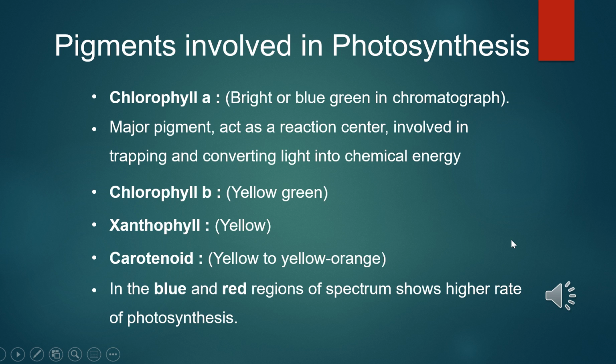So the next topic is how many pigments are involved in photosynthesis. First is chlorophyll a. It's bright or blue-green in chromatography. It is the major pigment and acts as a reaction center involved in trapping and converting light into chemical energy. Then there is chlorophyll b, which is yellow-green, and xanthophyll, a yellow pigment. Then carotenoid provides yellow to yellow-orange. The blue and red regions of the spectrum show a higher rate of photosynthesis.